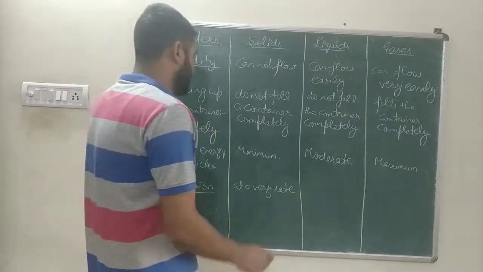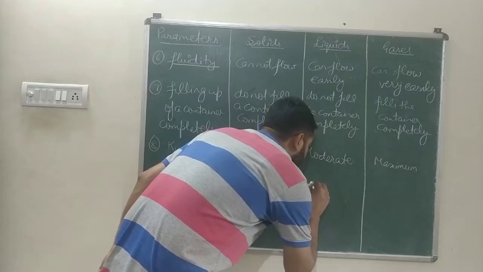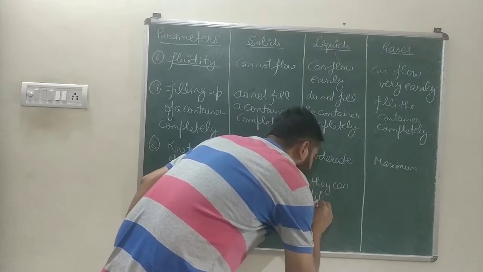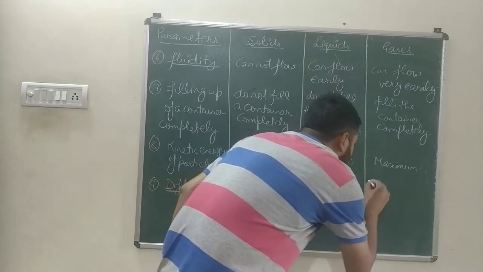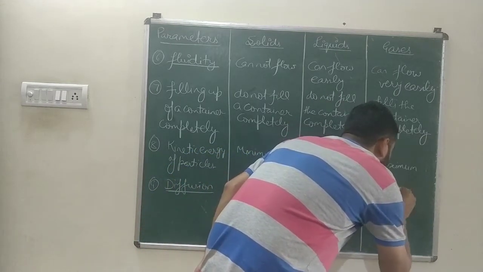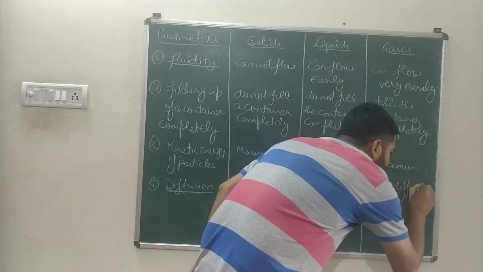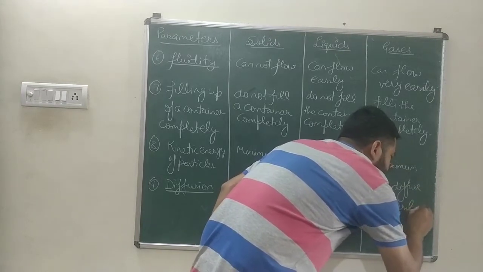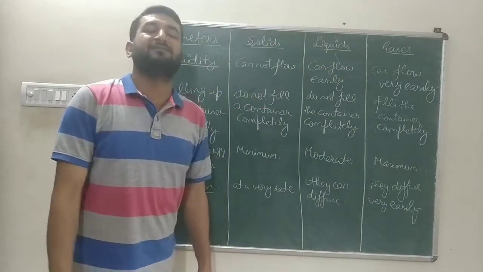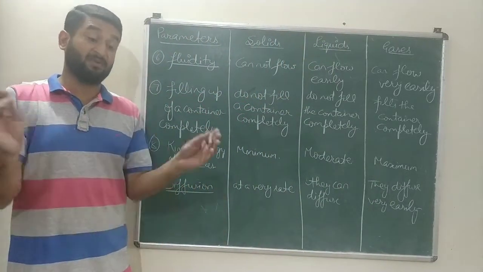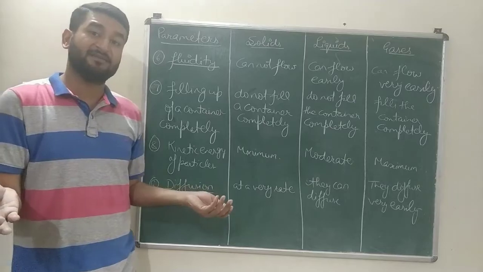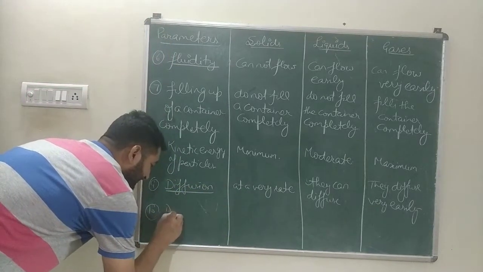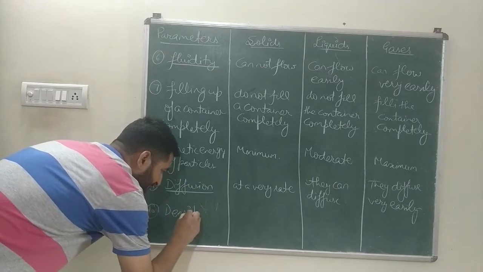Next, liquids, they can diffuse, and they diffuse very easily. It is simple, okay? The gaseous particles' kinetic energy is maximum, so they diffuse very easily. The last point is density.